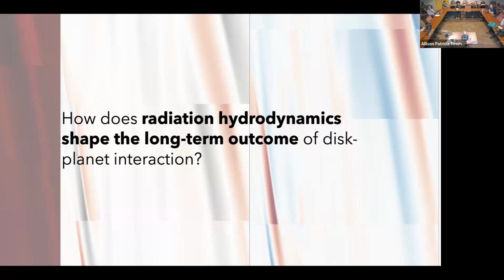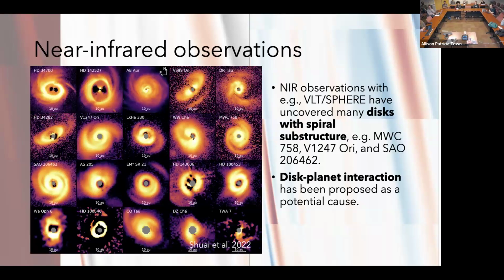Okay, I'll talk more about it later, but let's take a step back to some more observational background here. I think it would help. Just focusing on the near infrared aspects of what I mentioned, you can see there are many disks that have been uncovered with spiral substructure, for instance MWC758, V1247 Ori, etc. I should have also mentioned there are many disks observed with shadows, because that will become important shortly. And disk-planet interaction has been proposed as a potential cause of these.